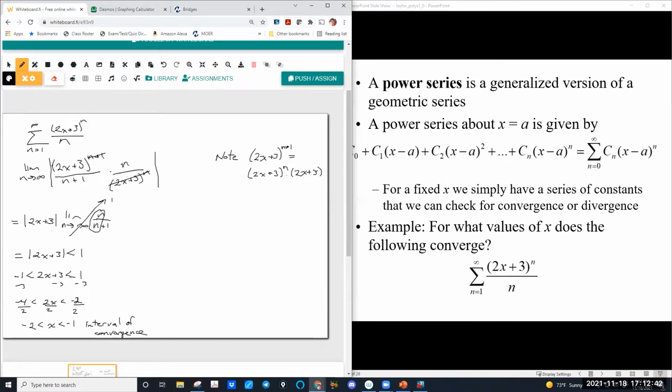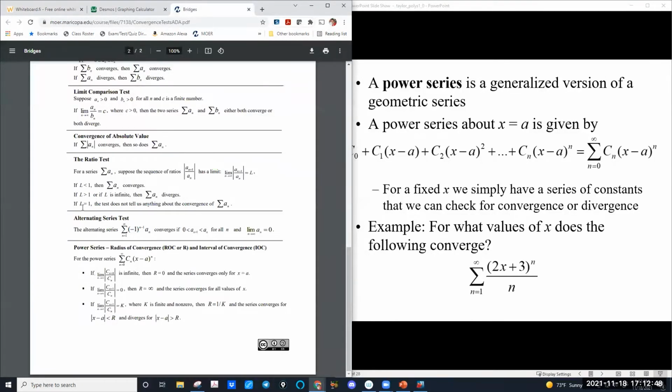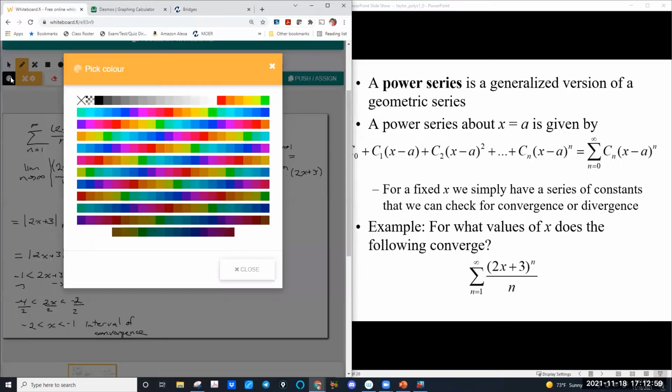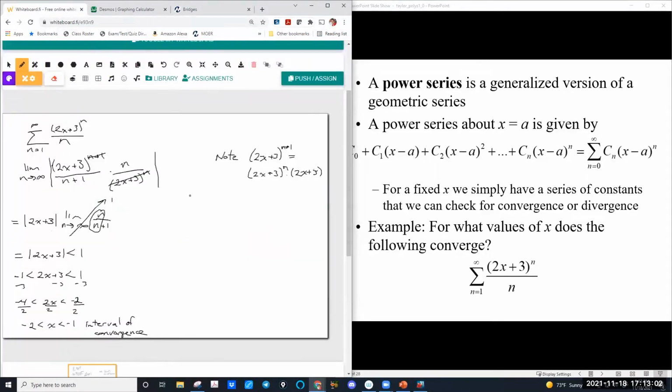Now, there is something we need to check. If we go back to our thing here, remember, the ratio test is inconclusive if the limit is equal to 1. Well, the limit is equal to 1 at both of these endpoints. So whenever you're doing an interval of convergence, you have to check the endpoints. We have two of them. We have one at x equals -1. And what we do is we plug that into our power series and simplify.